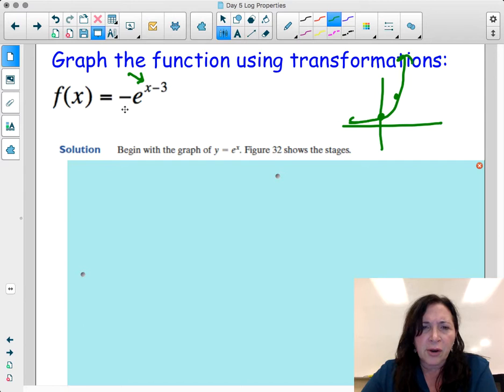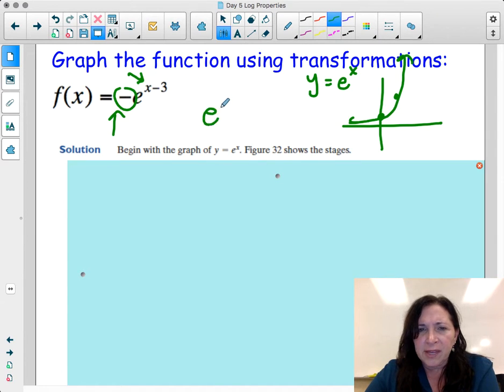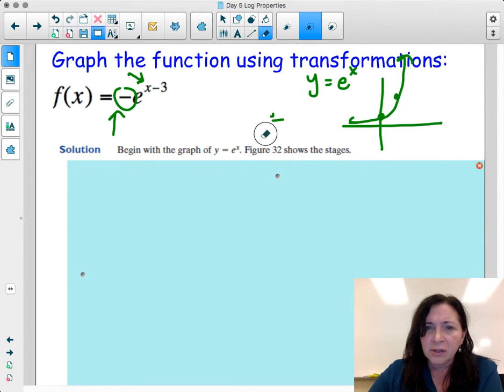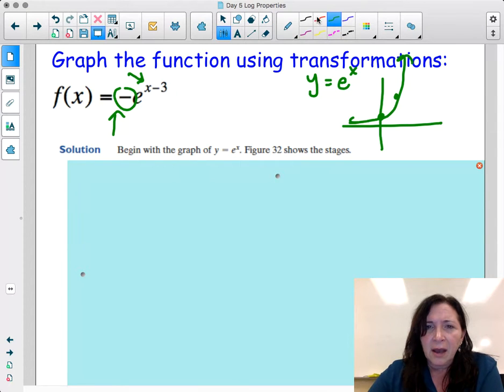The first thing you're going to do after you graph the parent function, e to the x power, is you're going to do its reflection. So that right here says reflect across the x-axis. Now, if it was e to the negative x, that would reflect across the y-axis. And instead of my graph doing this, it would actually do this. Okay, but they didn't ask that. So we're going to erase that.